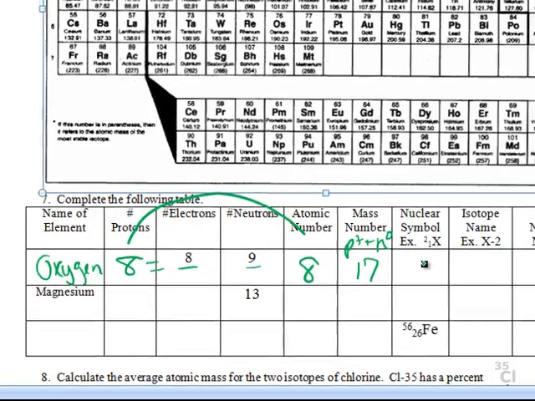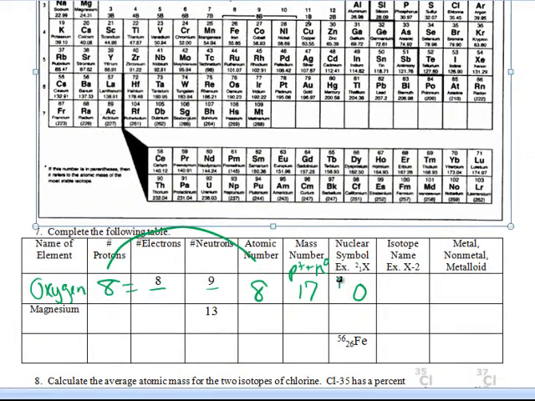And then our nuclear symbol is going to be our symbol. The big number on top is going to be 17. The smaller number on the bottom is going to be your atomic number, so 17 over 8. The isotope name is going to be oxygen. You could either write out oxygen or just put the symbol. Oxygen dash, and this is going to be 17. Which oxygen is it? There are a bunch of different isotopes. Which one is it? It's 17.